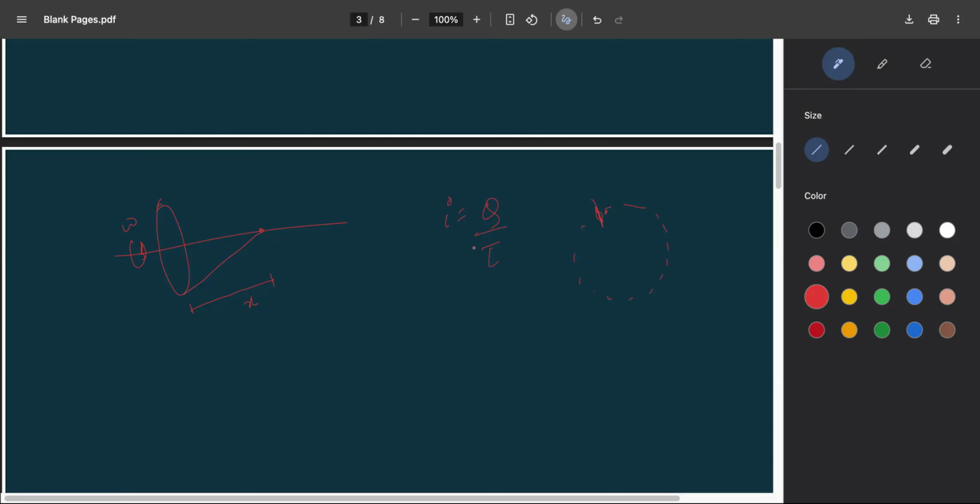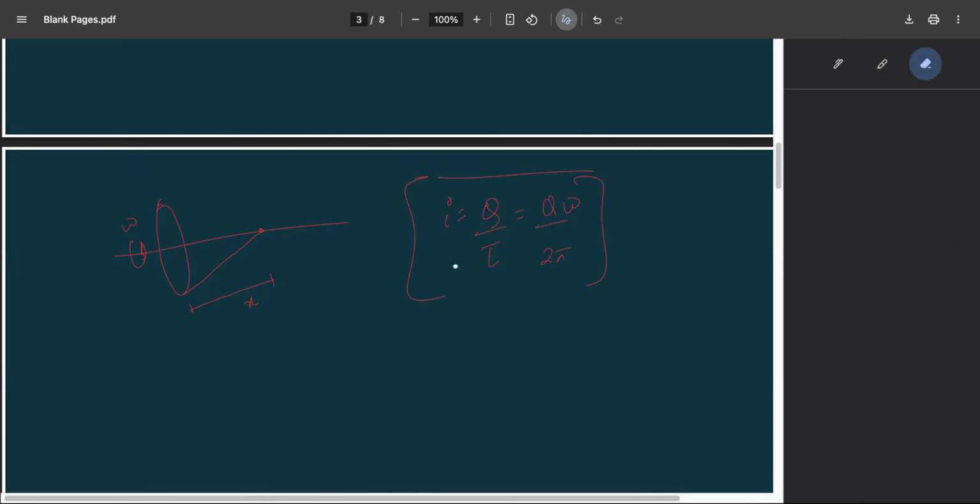What is the time to reach back to their own position? That is one revolution. I can call that omega by 2 pi. Sorry, it is 2 pi by omega. We have done this earlier. It's 2 pi by omega, so this omega goes to the top. This is the current you are supposed to have.